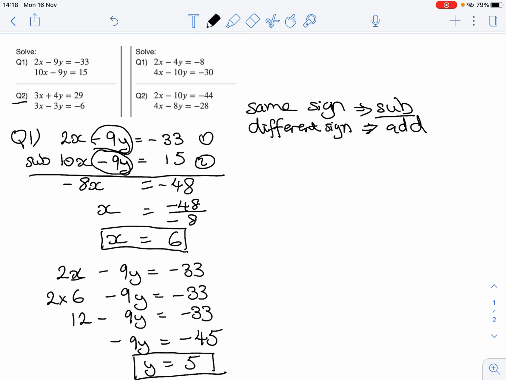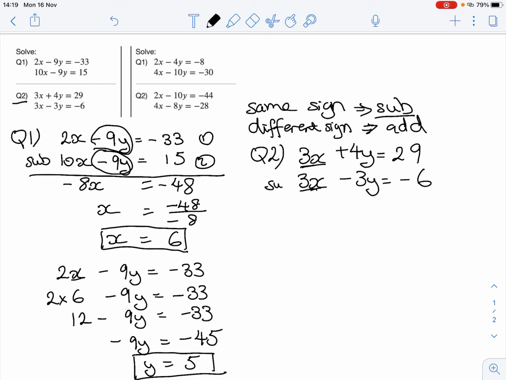Now let's have a look at question 2. We have 3x plus 4y equals 29 and 3x minus 3y equals minus 6. Remember, when we have the same sign, we subtract. So we want to get rid of one variable. Now we look at the x. We have the same number of x in both equations, so we don't need to multiply the equations. Same sign, we subtract. So we have 3x and 3x, so we're going to subtract the equations.